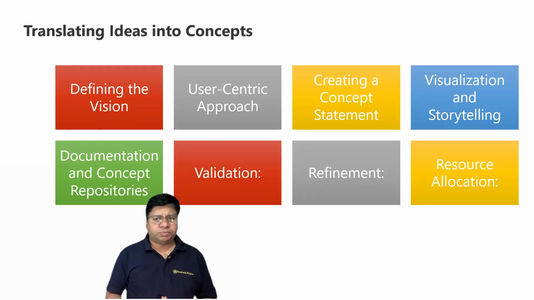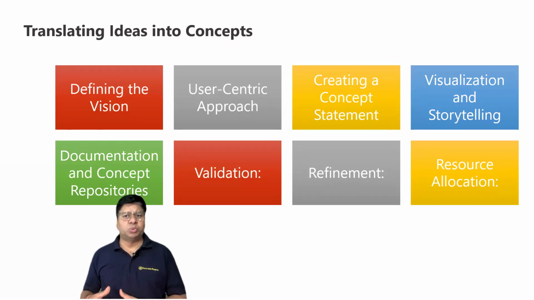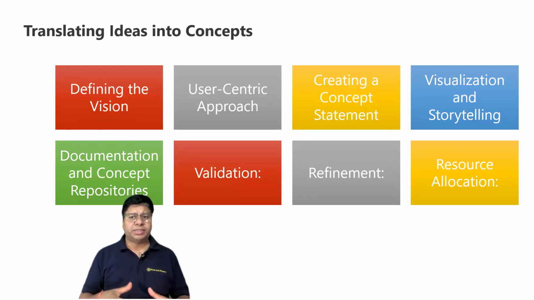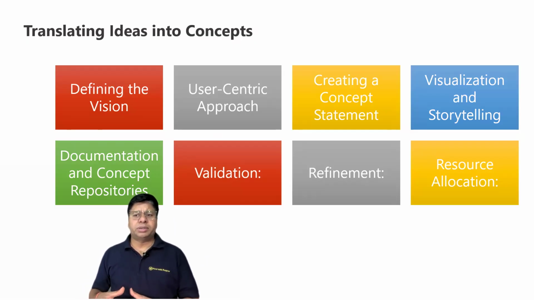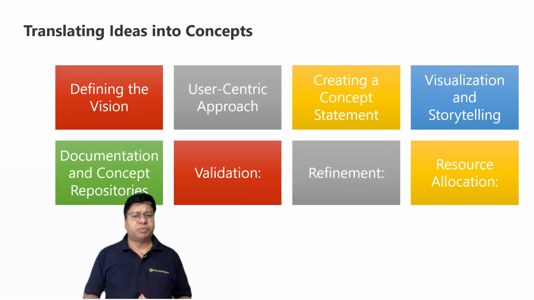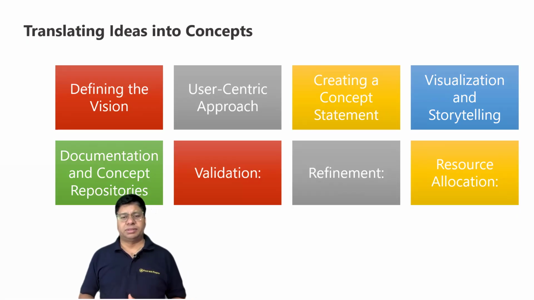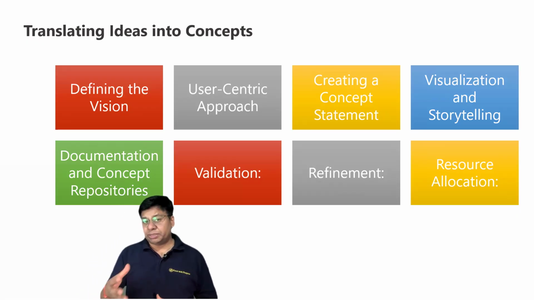Let's now break down how we go from idea to validated concept step by step. The first one is defining the vision. Start with clarity. What problem are we solving? Who is it for? And why does it matter to them? This is where your empathy map and market gap analysis will come in. Use them to craft a clear product vision, one that's user focused, not tech driven. There are a lot of examples and we'll discuss as we go on.